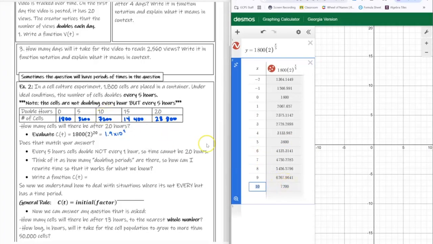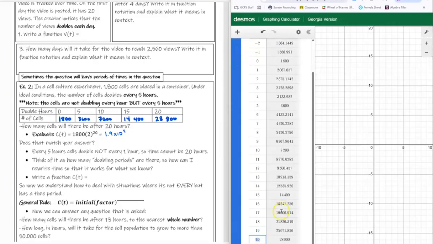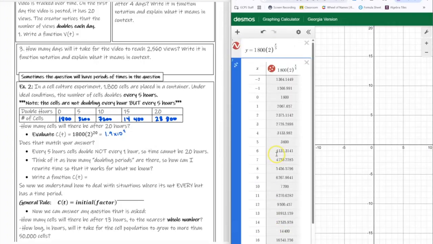I'm going to keep going, enter, enter, enter. 10 is 7200, that works. 15 is 14,400. 20 is, so this matches perfectly. So anytime it's not doubling every day or every hour or every week, but it's giving you a period, you then have to calculate, well, how do you split those hours into periods?